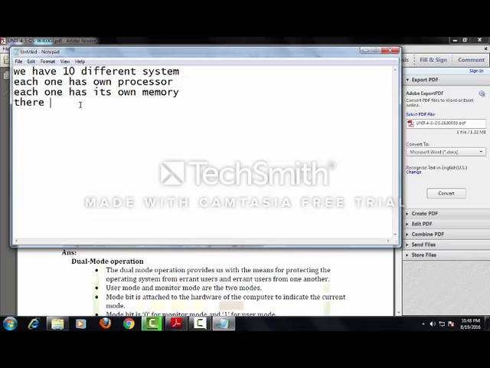There is one file which we want to share in a distributed system, right? System 1, system 2, system 3, and so on, system 10, right? This is my file.